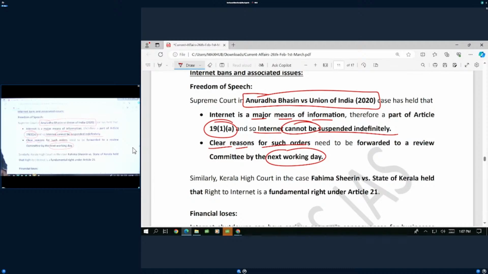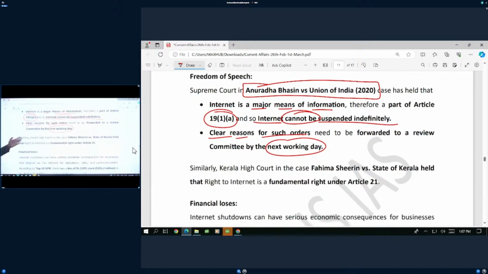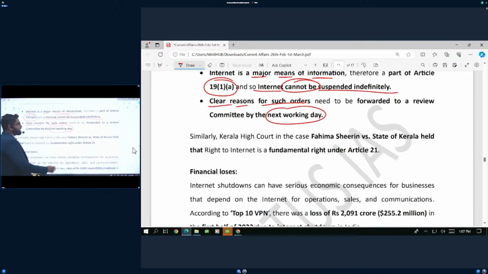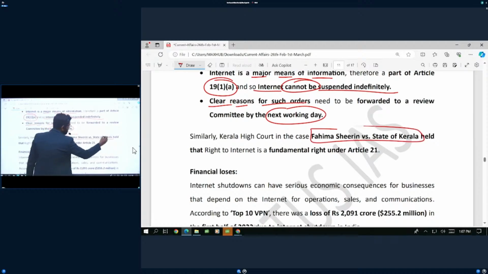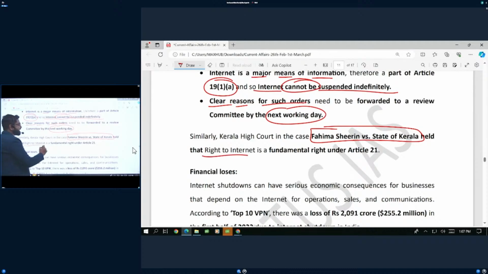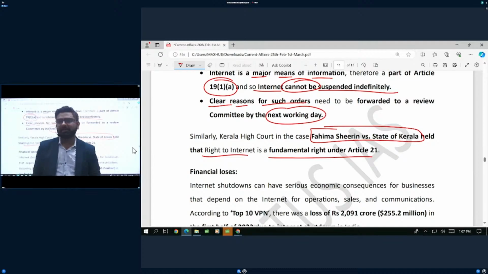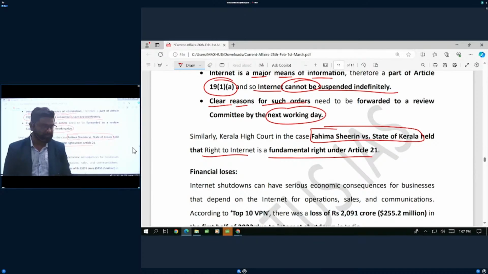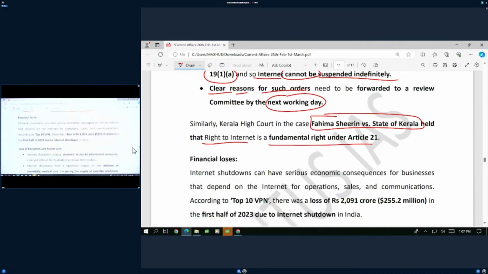Clear this much? Similarly, there is a recent case from the Kerala High Court. In Faheema Shirin versus State of Kerala, the Kerala High Court has clearly held that the right to internet is a fundamental right under Article 21, because the internet has become a critical thing. Say you are in a problem, you can communicate with anyone through it. It's a very sacred source of freedom of speech, expression, and life. Okay, please remember that. Next, financial losses.